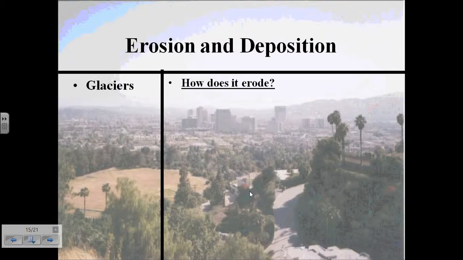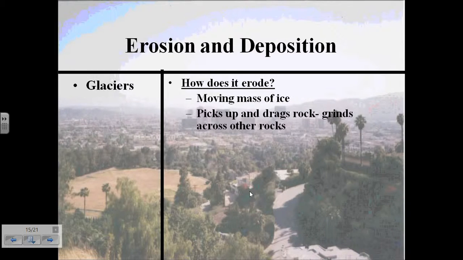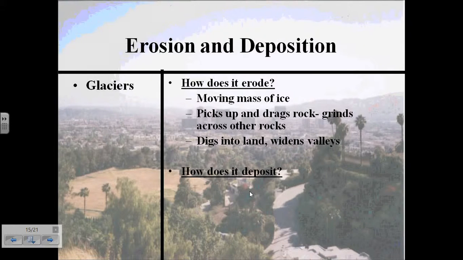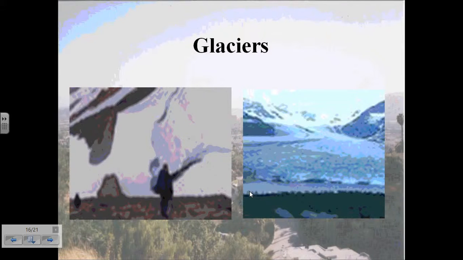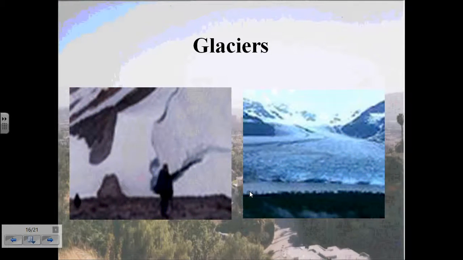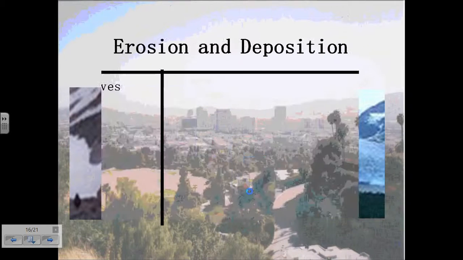Now, another example of erosion and deposition in action happens with glaciers. With glaciers, how do they erode? They move massive ice. They're a moving mass of ice. Along the way, they tend to pick up and drag rock and grind across other rocks. This collects other material. This digs into the land and widens valleys just like water does. And eventually, the rocks are dumped as the glaciers melt. Again, you see an example of how the glaciers are depositing the rocks as they melt, and this makes moraines and drumlins. Here are examples of glaciers, and glaciers are nothing short of just frozen ice.